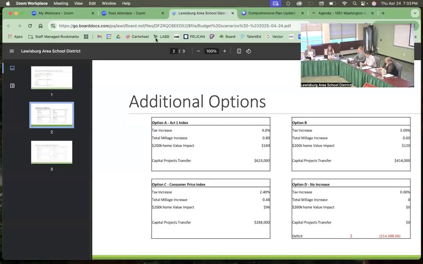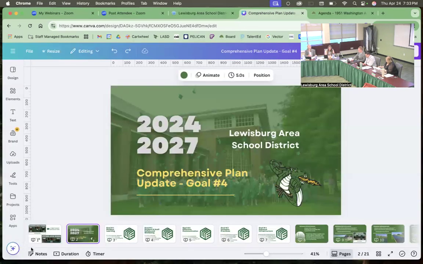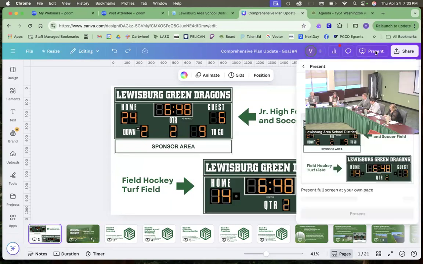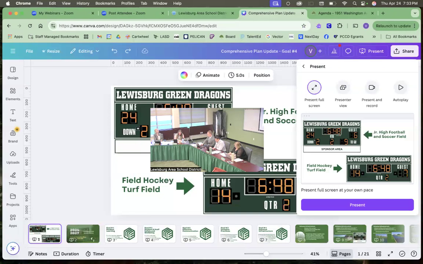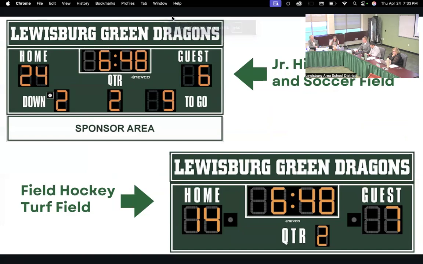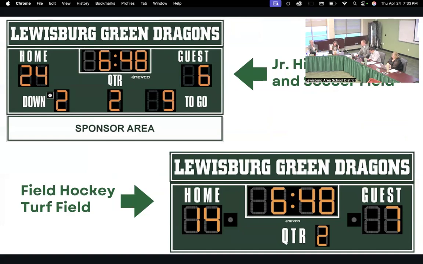All right, we have some information about a new scoreboard. Yes, in your board docs, I'll just share the screen real quick as well. There is a quote for 2 scoreboards for 2 different fields. You have the junior high soccer, football and soccer field over by the middle school, and a scoreboard as well at the field hockey turf field where the track is.